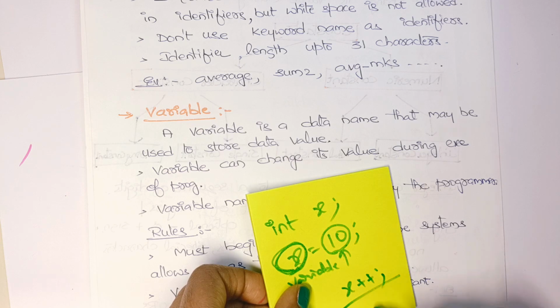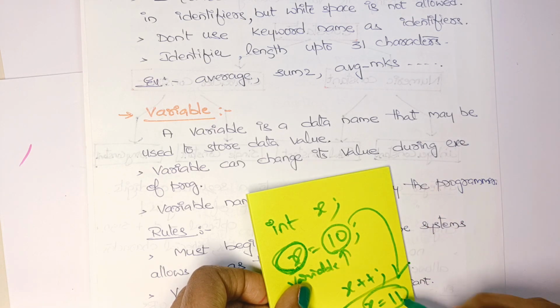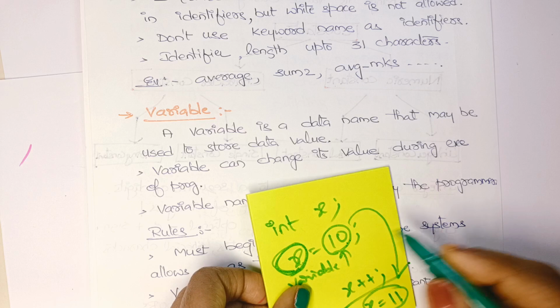After that, I have written x plus plus. Now the x value is 11. So x was previously 10, and now x is equal to 11. It can change its value.